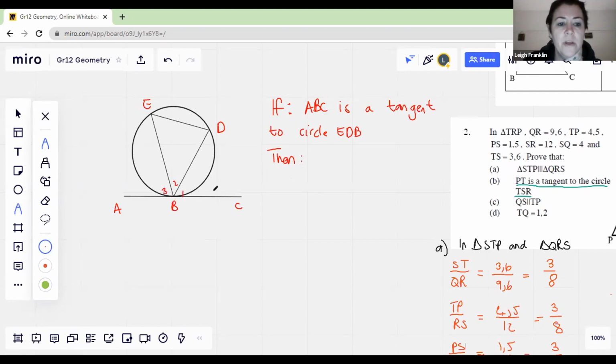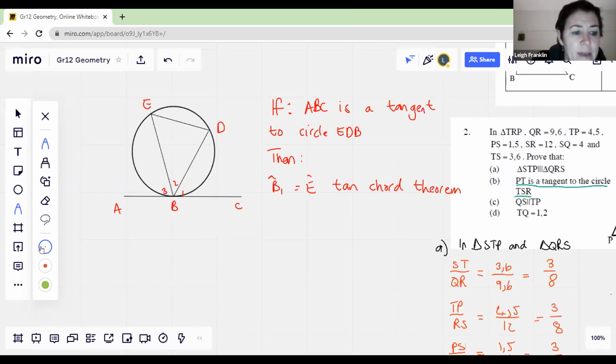1, 2, 3, then, for example, angle B1 will be equal to angle E. Tan chord theorem. Okay, so that's how tan chord theorem works, right? So the angle between, now you've got to look very carefully, the angle between the tangent and the chord.